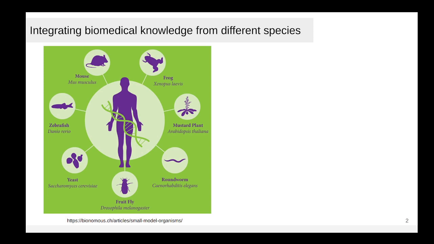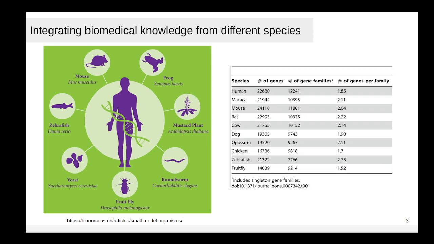In biomedical research, we are highly dependent on model organisms. Especially in medical research, we use a lot of mouse and zebrafish models. However, it is not easy to transfer knowledge from mouse and zebrafish models into human research. So the main problem I want to solve here is how we can integrate biomedical knowledge from different species. And the main hurdle on that issue is that we have different numbers of genes.